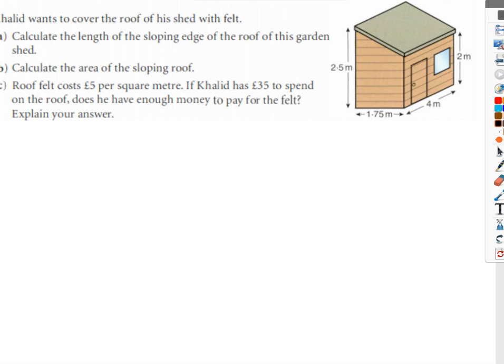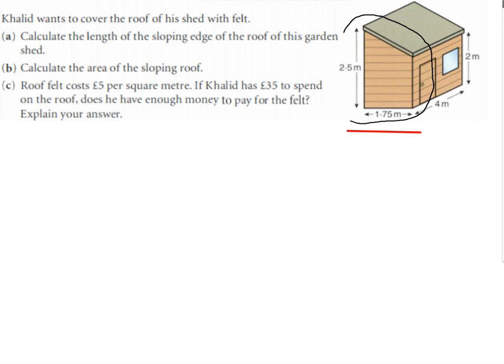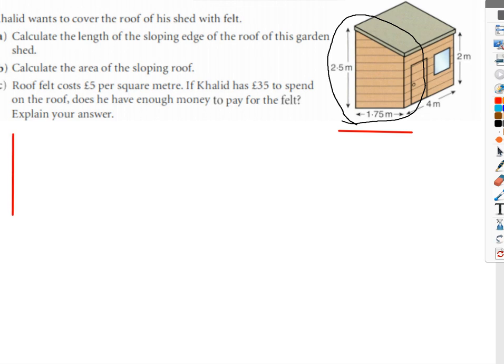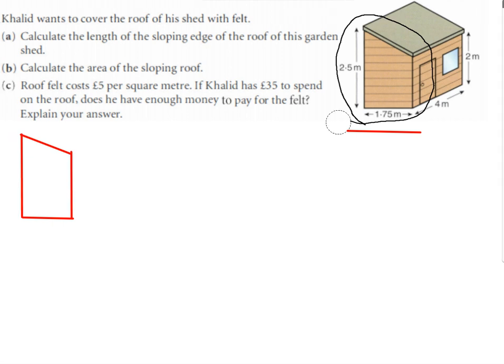So what I'm going to do here is I'm going to draw this end panel. Okay, so it's in red, that's alright. So we have a trapezium shape. The shed is 2.5 metres tall at the back, 1.75 metres along the bottom. Just going to clear that out because that's getting in my way now.